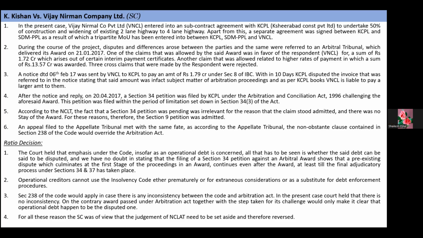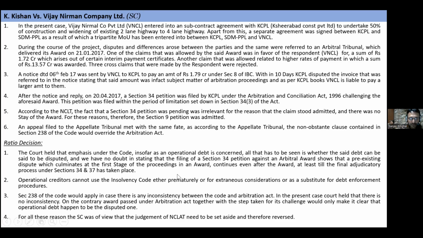Okay, fine. So in the present case, there is a company called Vijay Nirman Company Limited, VNCL. VNCL intended to make a subcontract with KCPL for the construction and widening of a 2-lane highway to a 4-lane highway. VNCL was having a contract from the government. A part of the contract was subcontracted to KCPL, Khurshedabad Construction Private Limited, for that road construction work.